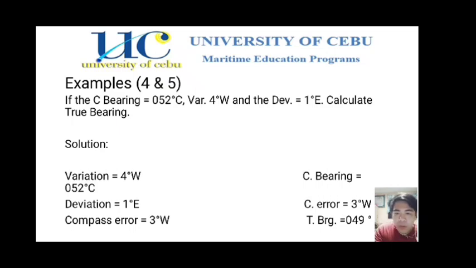So the course bearing is equal to 052 degrees course, minus 3 degrees compass error. In order to get the true bearing, the true bearing is equal to 049 degrees.